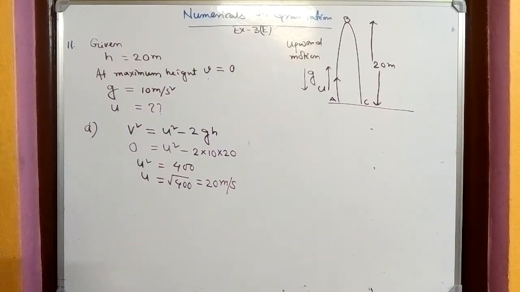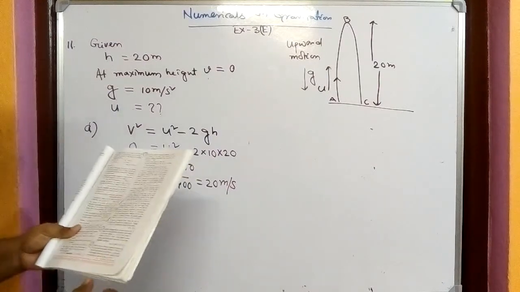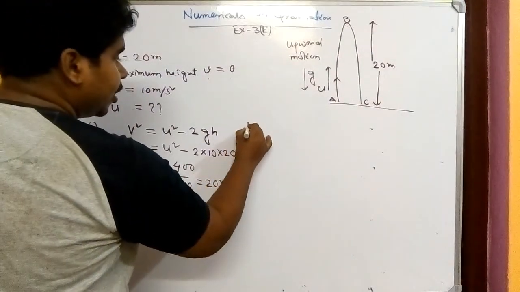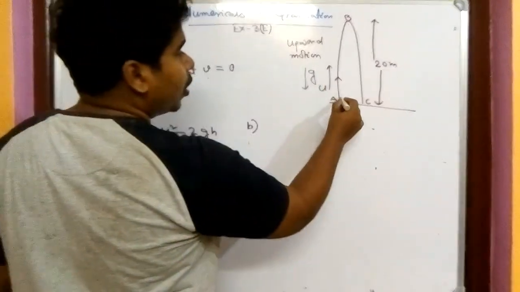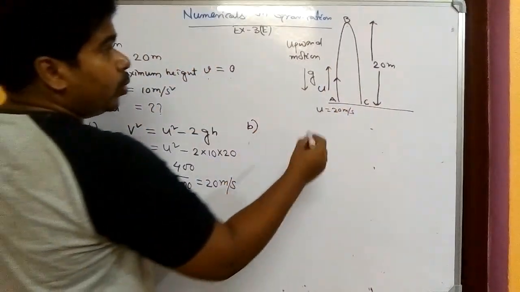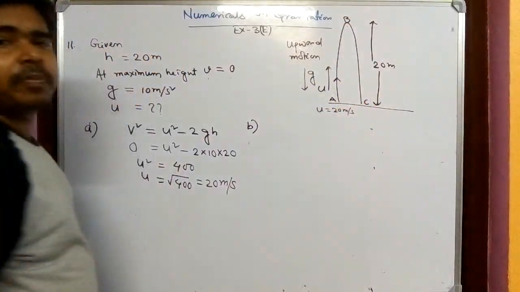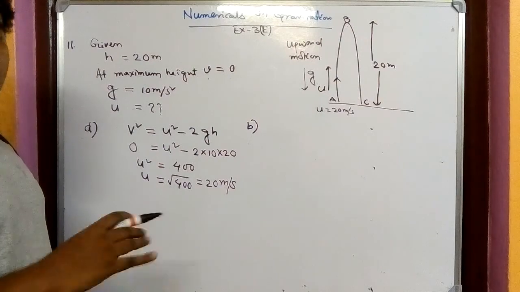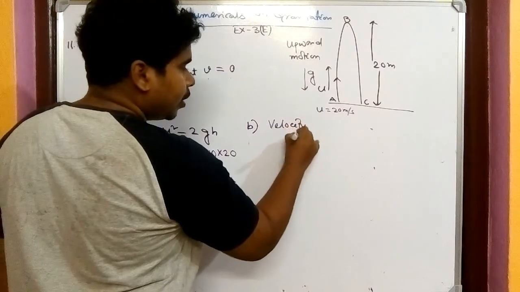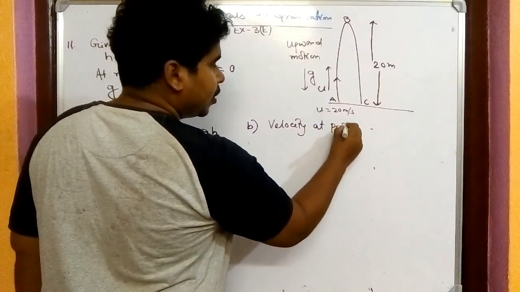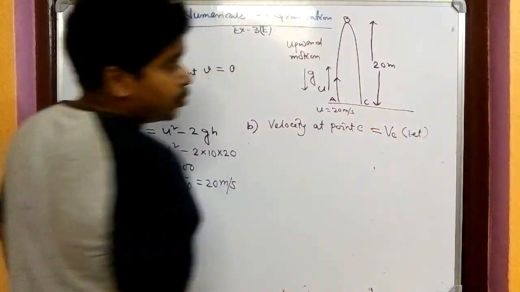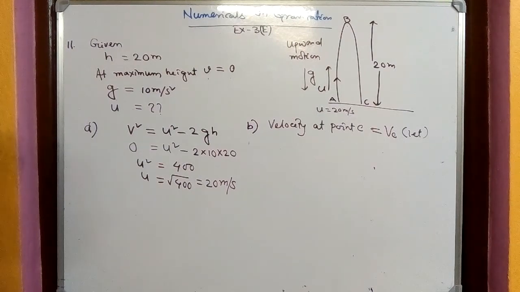Next question, the final velocity of the ball on returning to the ground. That means you have to find the velocity. The next target is that you have thrown the body with a velocity u equals 20 meter per second. What will be the velocity when it reaches point C? When it reaches the ground, what will be the velocity? So the next target is the velocity at point C, that is Vc. Let us assume the velocity is Vc.